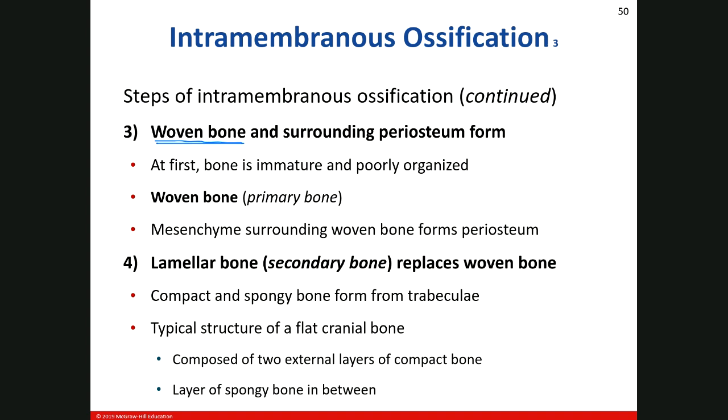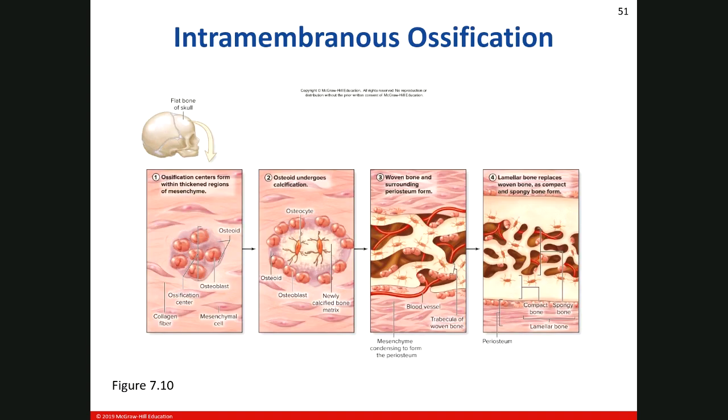So we start to make this woven bone. All right, it's poorly organized. Yes, it's immature because it's the first form of the bone. But your body's going to quickly remodel over this. It doesn't want to keep it, but it's filling a space right now. Okay, so we get our woven bone forming. At the same time, that mesenchyme on the periphery of this bone starts to turn into periosteum. Which is good, because now, with the periosteum, we can grow more bone, all right? So that happens in step three. We're getting our woven bone, the early form of our immature primary bone, and we're getting periosteum out of it, okay?